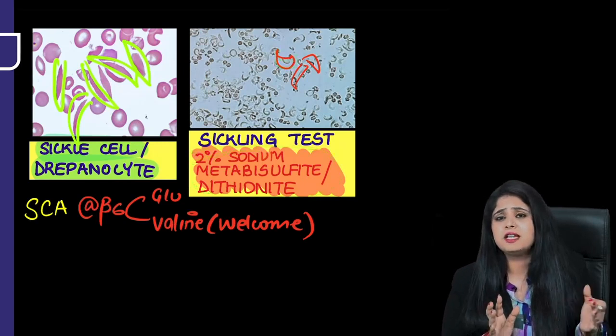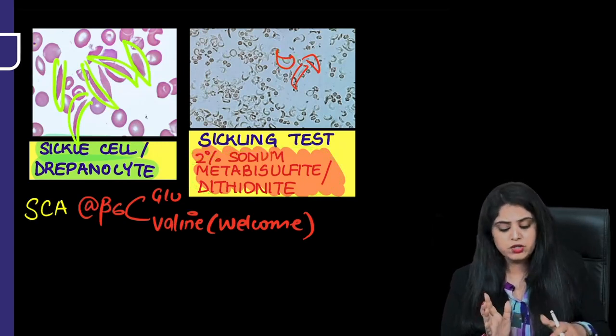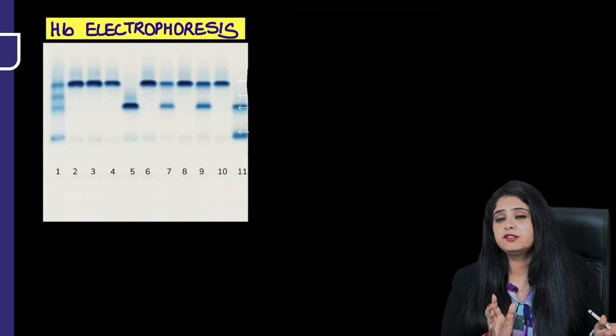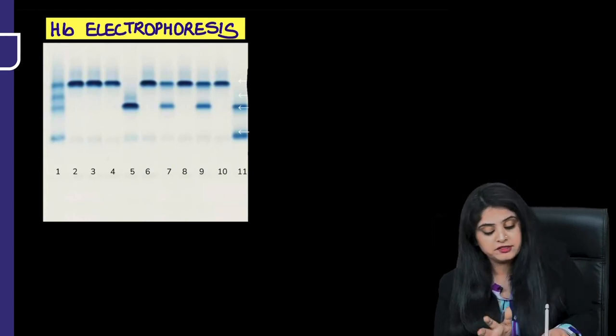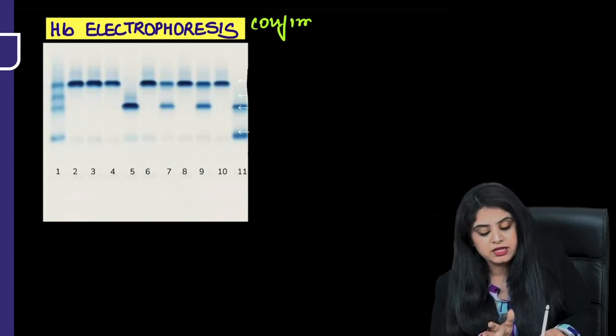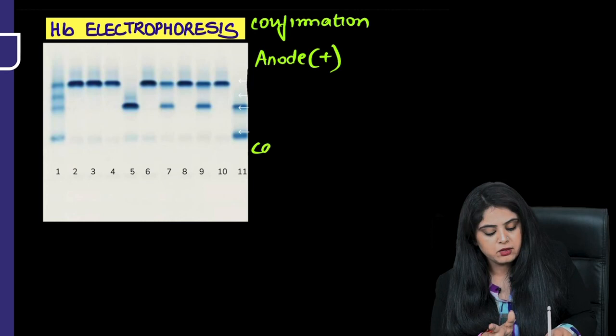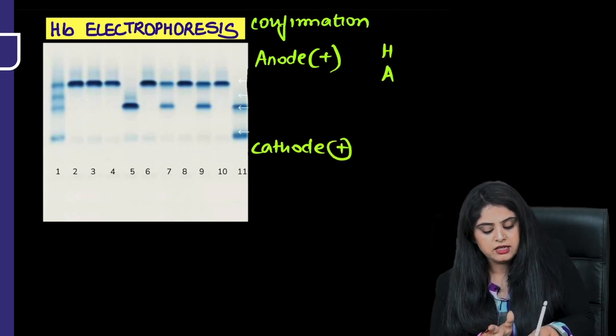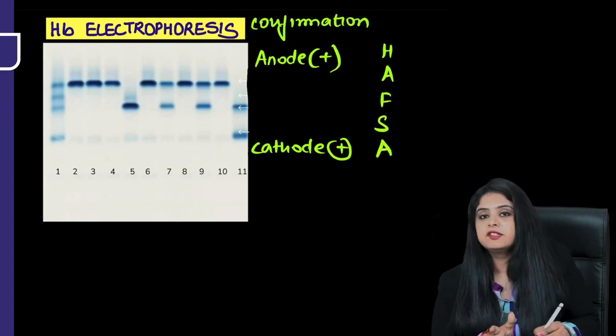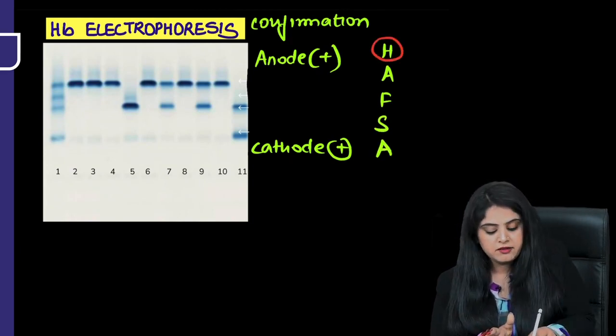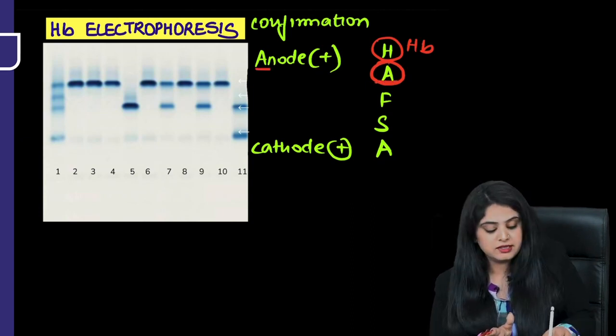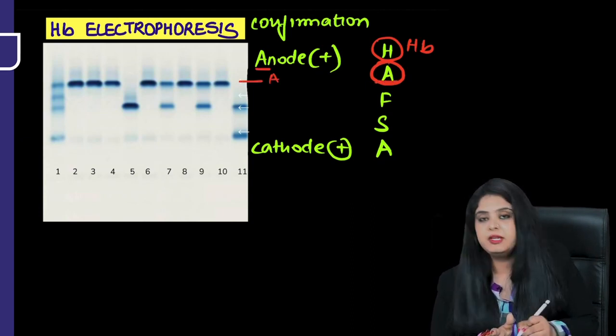But this is all screening. Come to the confirmation. What do you use for confirmation of the hemoglobin disorders? We use HB electrophoresis. Guys, what do we do in HB electrophoresis? Every electrophoresis will have a positive end, which is the anode, and a negative end, which is going to be the cathode. And we learn the mnemonic HAFSA. What is the HAFSA mnemonic? When I look at the hemoglobins, the first hemoglobin near the anode is hemoglobin A.